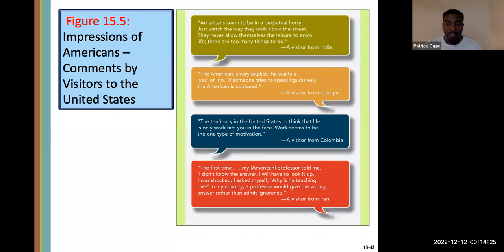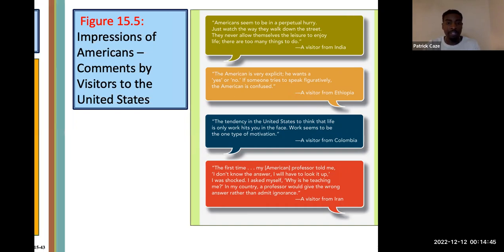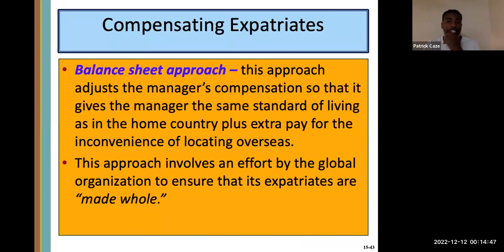The first time my American friends told me, "I don't know the answer, I would have to look it up," I was shocked. I asked myself, why is he teaching? In my country, a professor would give the wrong answer rather than admit ignorance. Wow. So you see the difference in mindset, right? From different countries, based on their culture. So you have to be prepared for that.